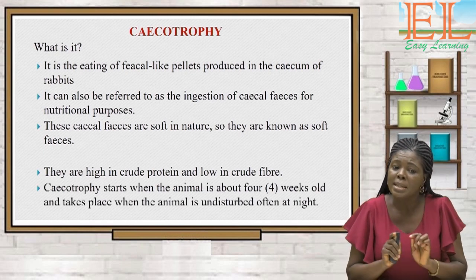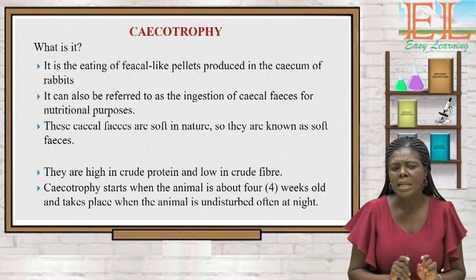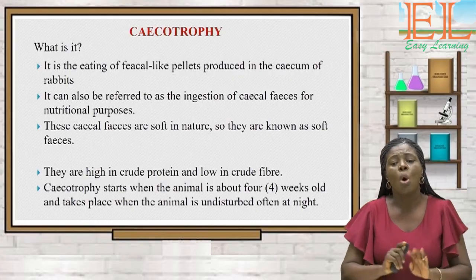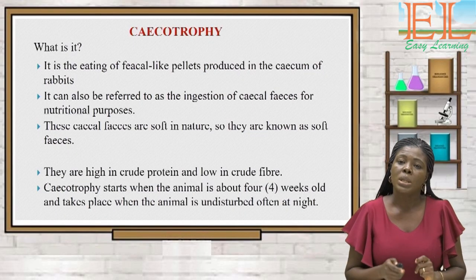Cecotrophy interestingly starts when the animal is about 4 weeks old, and mostly it takes place when the animal is at rest, often at night. So during that time, the feces will come, then the animal can take it back. Nobody disturbs it around that period. Now, what are the importance?